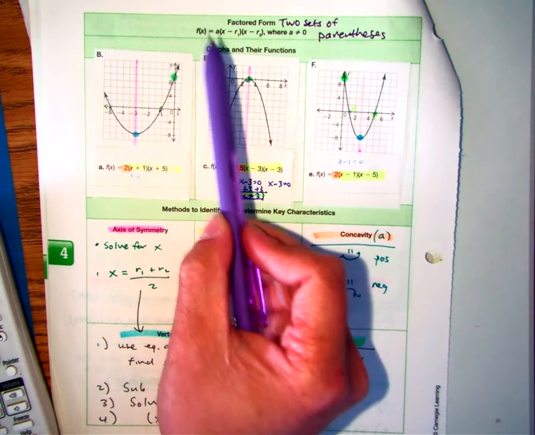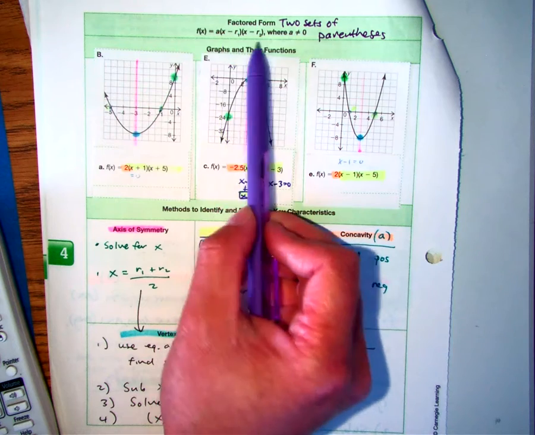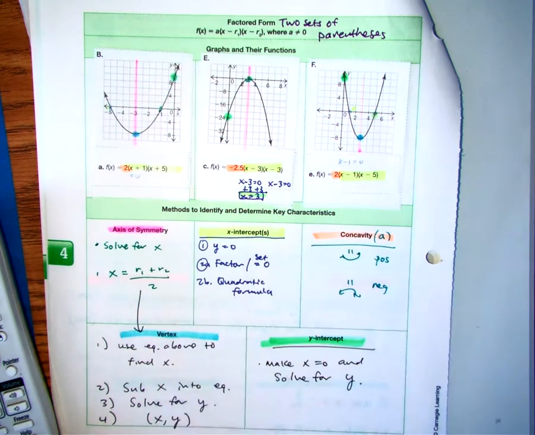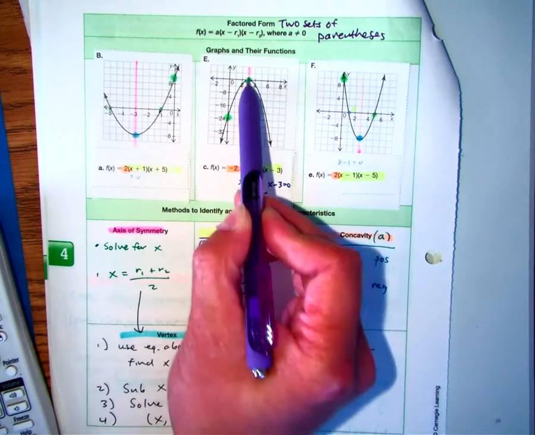Well, notice here it has the letters A. The x's are just the variables, and the r stands for roots. Everyone say roots? Roots is basically another word for where it crosses the x-axis.